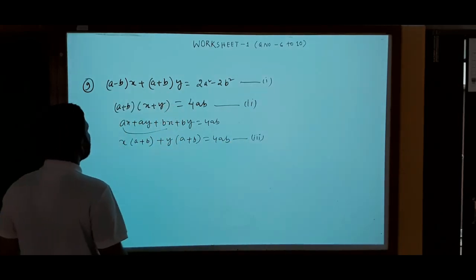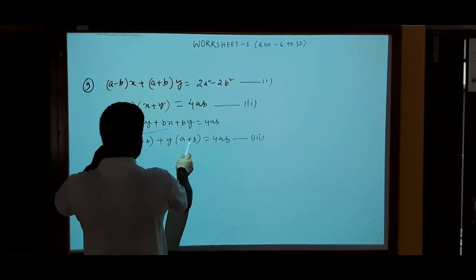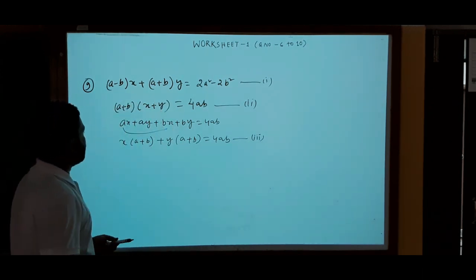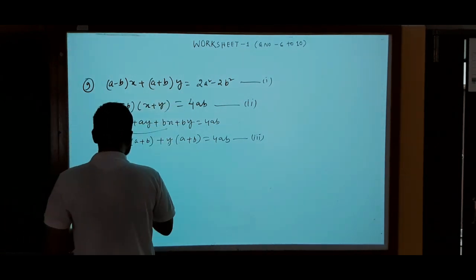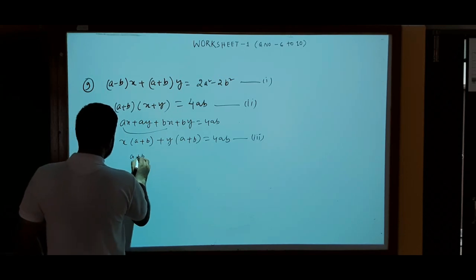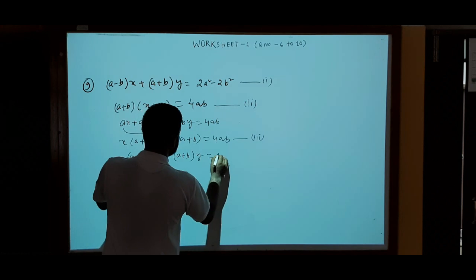Now check 1 and 3. Suppose that you want to eliminate y. It's better to eliminate y because their coefficients are equal. A plus b y, a plus b y. I can write a plus b whole into x, a plus b whole into y equal to 4ab.